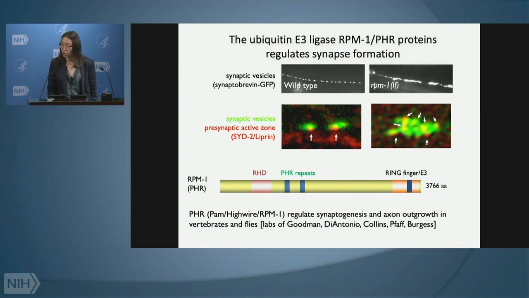A common feature of this PHR protein is this RING finger domain, suggesting it is actually an E3 ubiquitin ligase. So now this raises the question: if an E3 ubiquitin ligase acts at the synapses, what will be its substrate at the synapses?